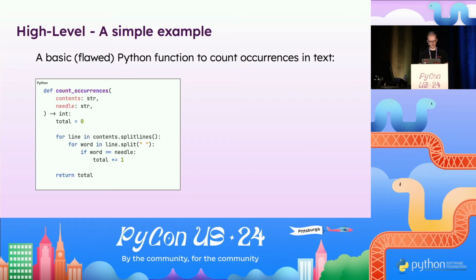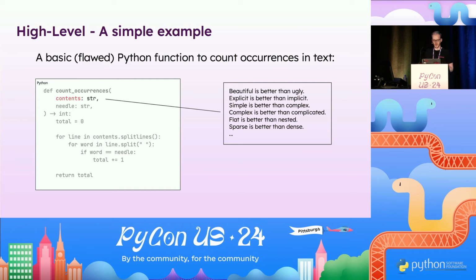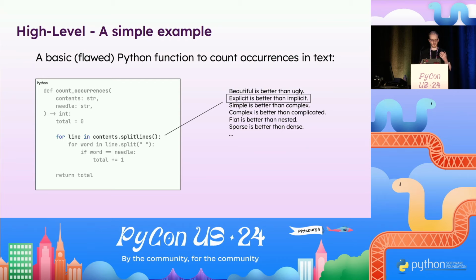How it's implemented is that for some text, which we call contents, for example the Zen of Python, we go line by line, and then word by word in that line. If that word matches the thing we're looking for, suppose it was the word "is", then we increment some counter and finally return that total.